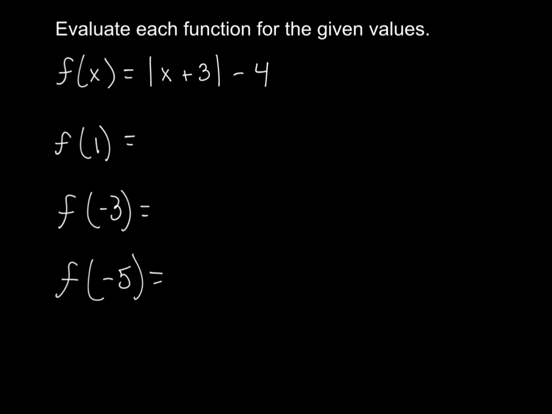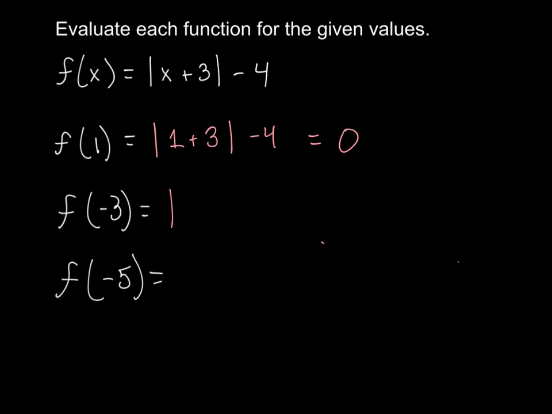Okay, to evaluate a function for the given values, we take f of the number, which for the first example is 1. We plug it in for x. So instead of x plus 3, we would put 1 plus 3 minus 4. And then to solve that, 1 plus 3 is 4. The absolute value is 4. And so 4 minus 4 would be 0.